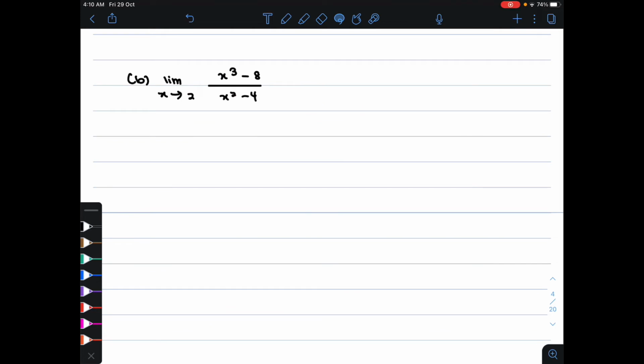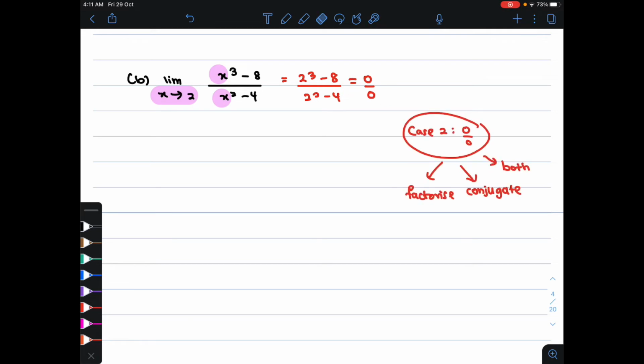Next, for question B, substitute x equal to 2 into f(x). You'll get 2 cubed minus 8 divided by 2 squared minus 4, which is 0 divided by 0. So you know that this is case 2. For this case, you can use factorization or conjugate or both. If you look at this question, there is no surd, so there's no need for you to do conjugate, and hence we need to use factorization.